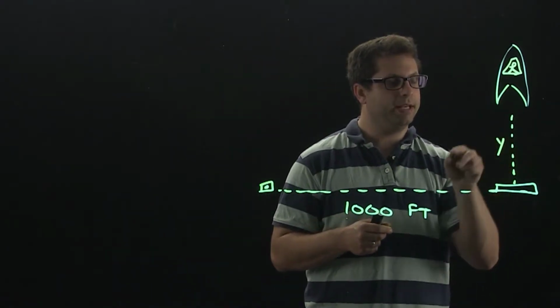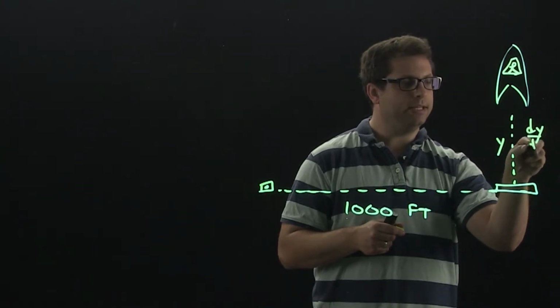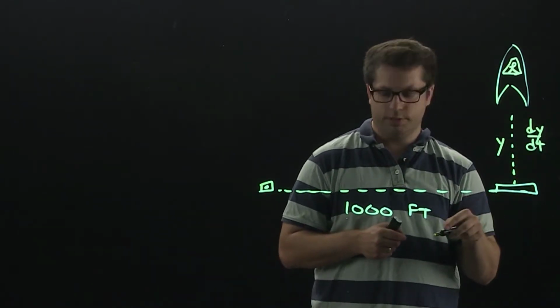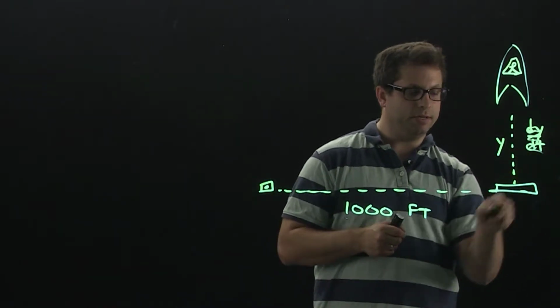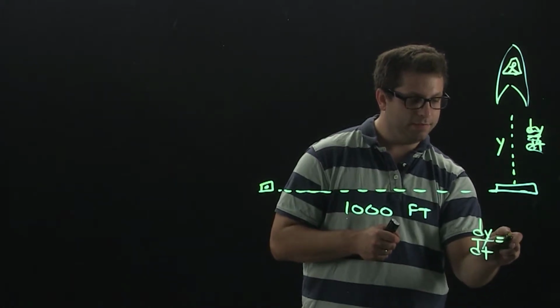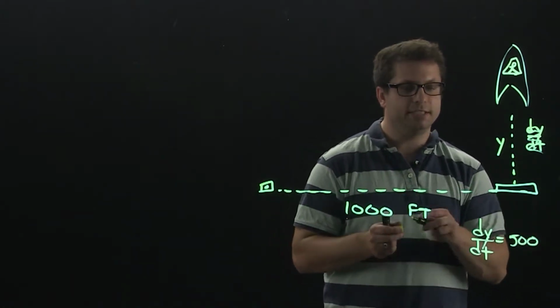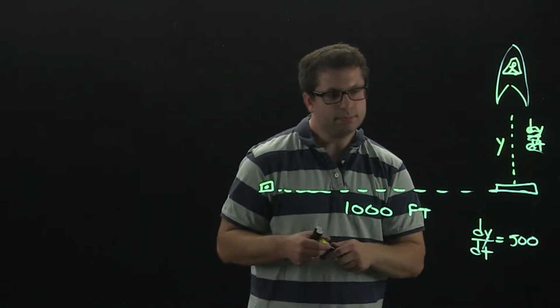So this height right here is y, and we know that dy/dt is going to be, what did I just say, 500 feet per second? All right, I ran out of room there, so I'll write that down here. So we know that dy/dt is 500, and we know that it's positive 500 because y is increasing with time.